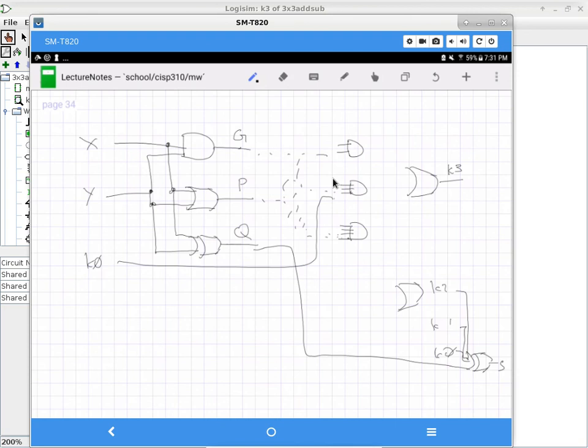Yep? You said we were counting the number of levels to get to the sum bits. Yep. Why do we count K3? Because that isn't needed. K3 does not go to the sum. For a 3-bit adder, K3 has its own upper pin as carry out. Oh, we're looking, but K2 does.